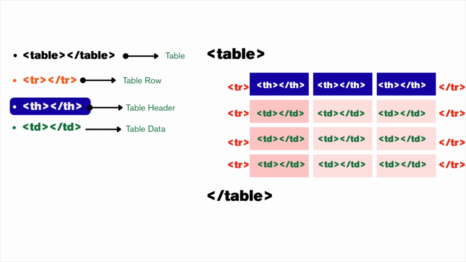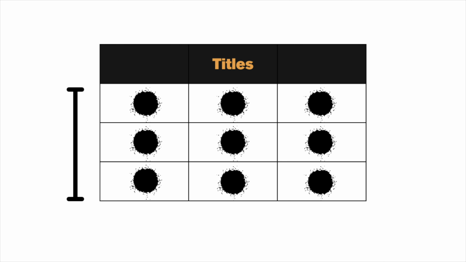Alright, that's HTML tables, a simple way to display real-world information clearly. Next, we can add basic styling with CSS so your table looks modern. Borders, spacing, and alignment. But for now, focus on your structure first: table, row, header, and data.